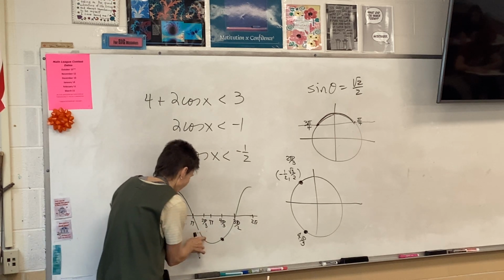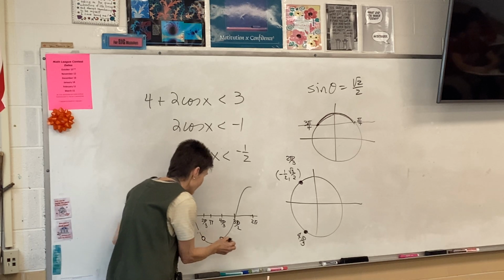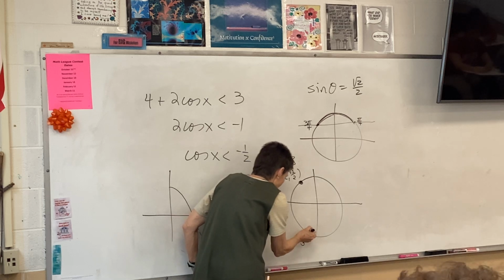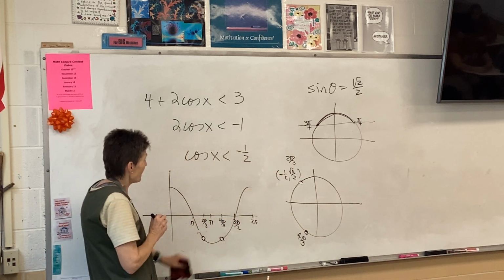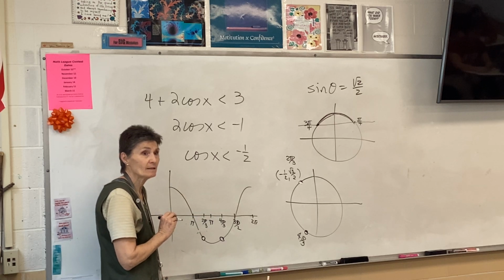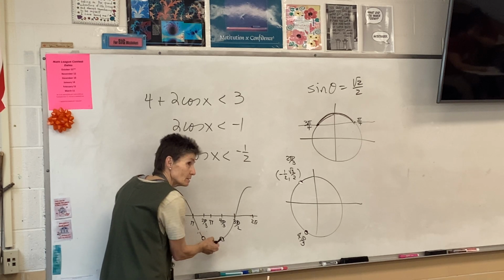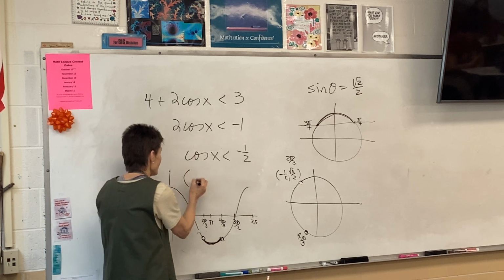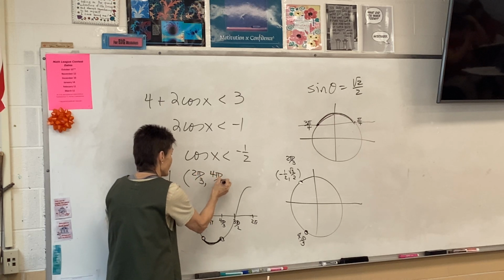Those should be open dots this time. Eamon, see that? Those are open dots this time. And I want to be less than. So if I want to be less than, don't I want to be down here? So my answer is from 2 pi over 3 to 4 pi over 3.